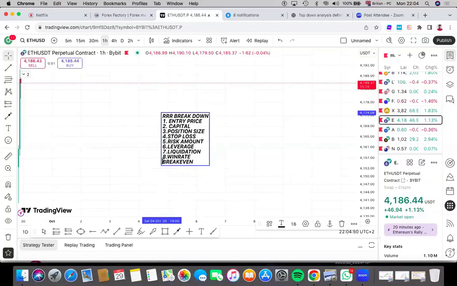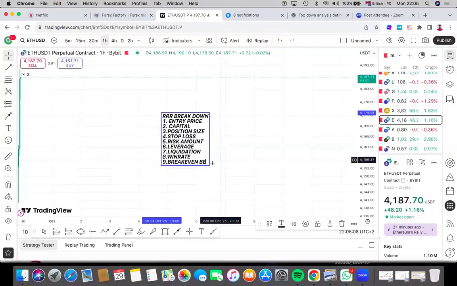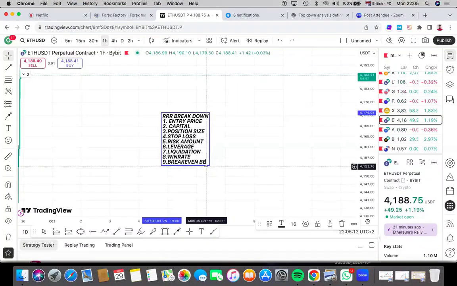Which will be our BE. So our break even, we could also use this short abbreviated form for it, BE. BE is actually more like a stop loss. Break even is when you are in a profit, right? But then you still want to stay on that position.